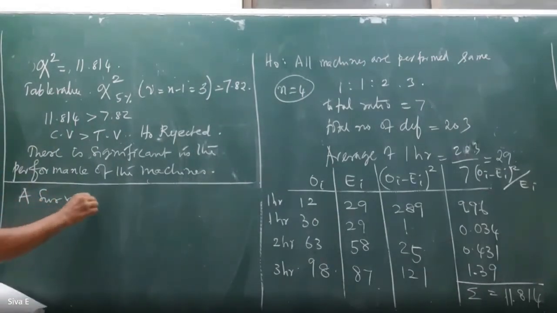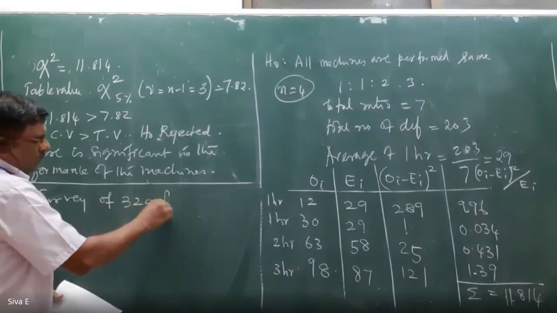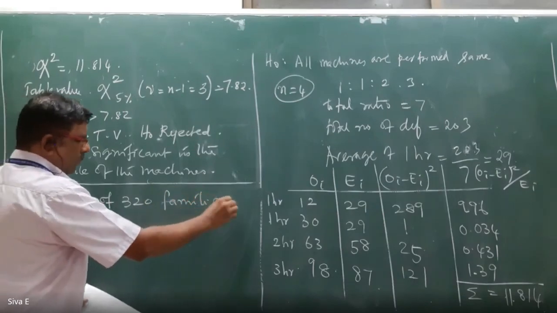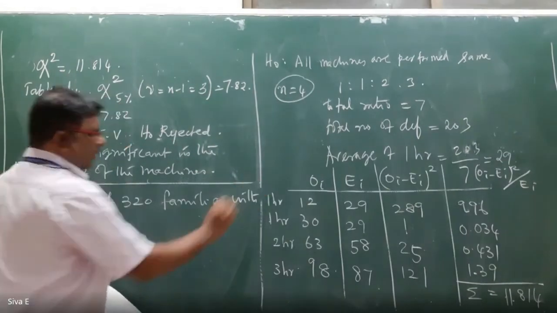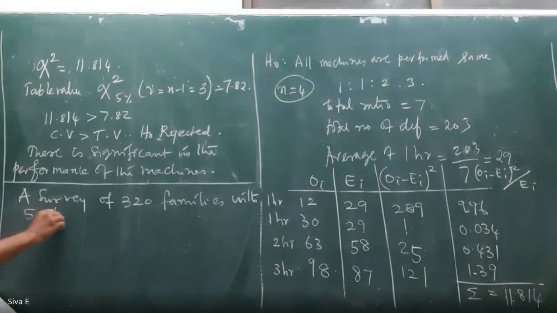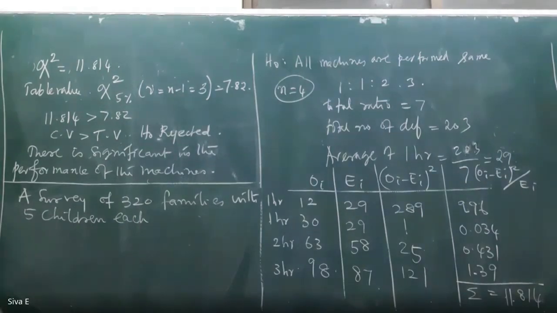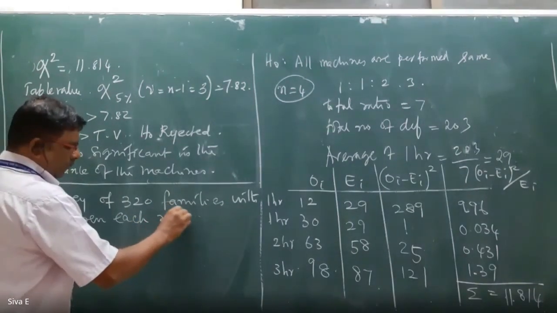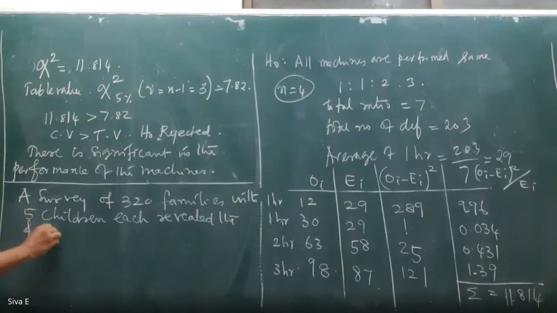A survey of 320 families with 5 children each revealed the following distribution.